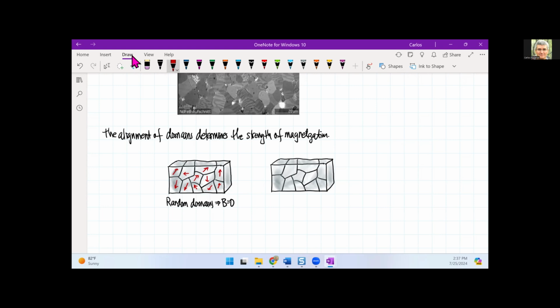However, if the domains are aligned, and this would make it a very strong magnet or magnetic material, then if I have aligned domains, that tells me that the magnetic field is not zero. And in this case, this is what we would call a permanent magnet. All the domains are in the same direction.